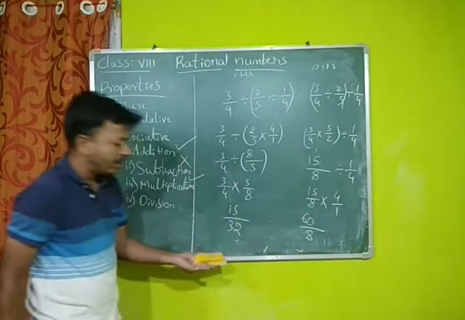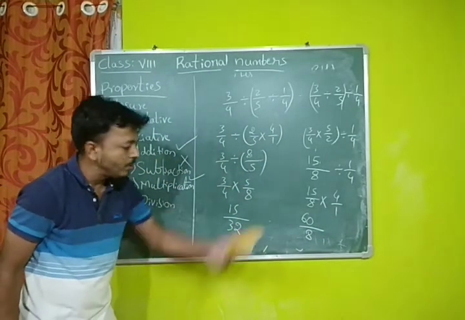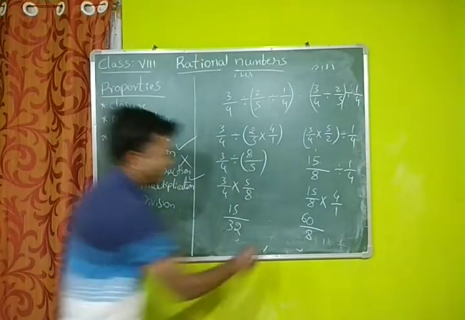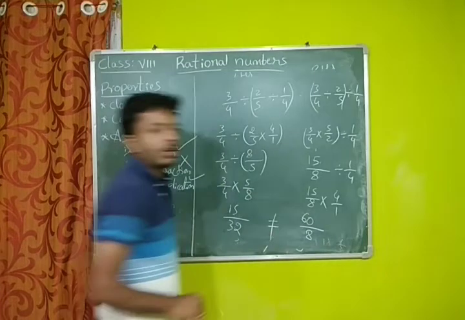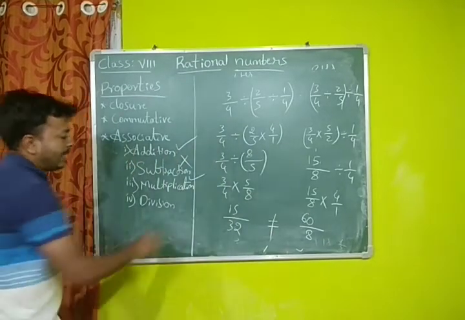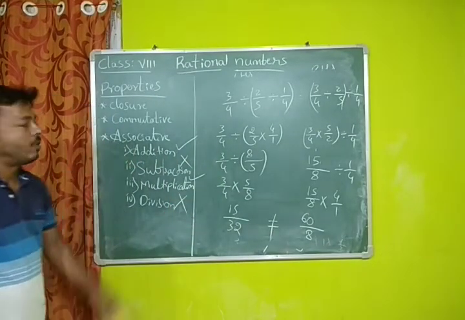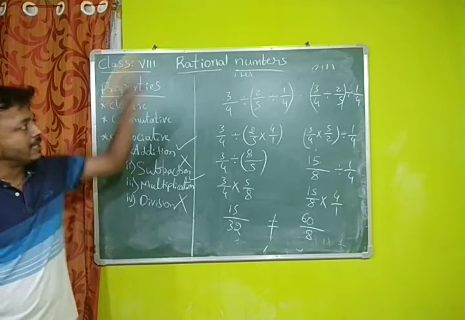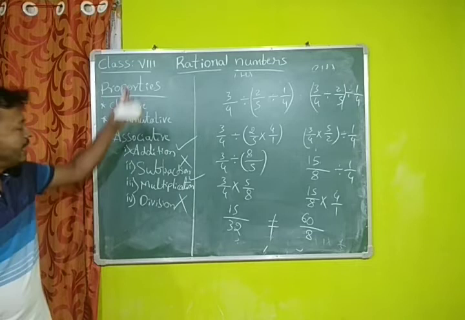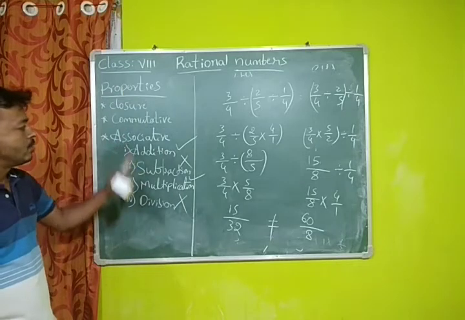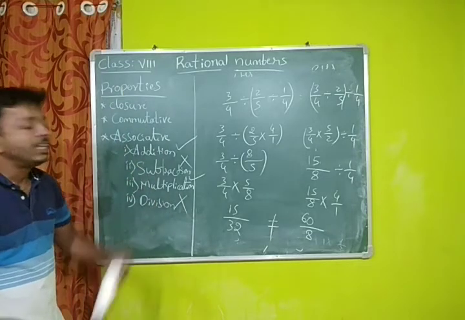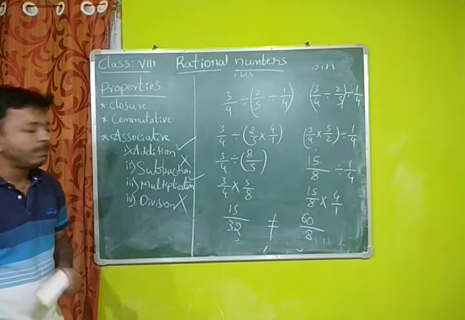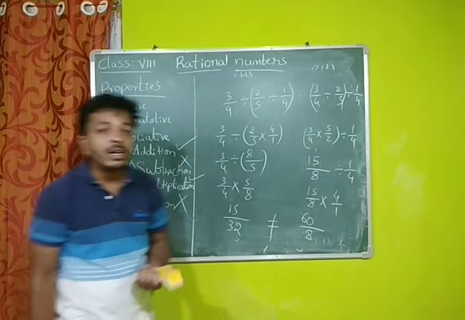Are they equal? 15 by 32 is equal to 60 by 8. Are they equal? No. These two are not equal at all. So what does it indicate? Division is not applicable for associative property. On which number group? Yes, rational number group. Only in the rational number group, in associative property, addition and multiplication are applicable. Only addition and multiplication.